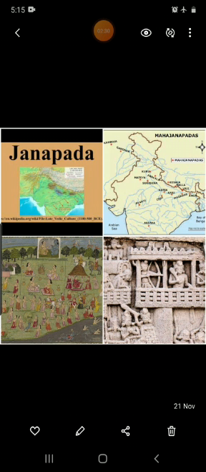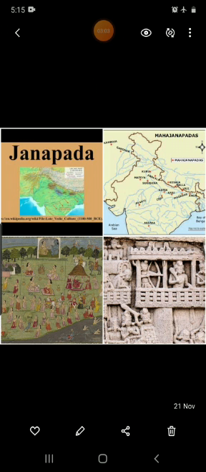Seventh question, why is Ajatashatru remembered in the history of Buddhism? Ajatashatru called the first Buddhist council in Rajgriha in 487 BC and will ever be remembered in the history of Buddhism for this.